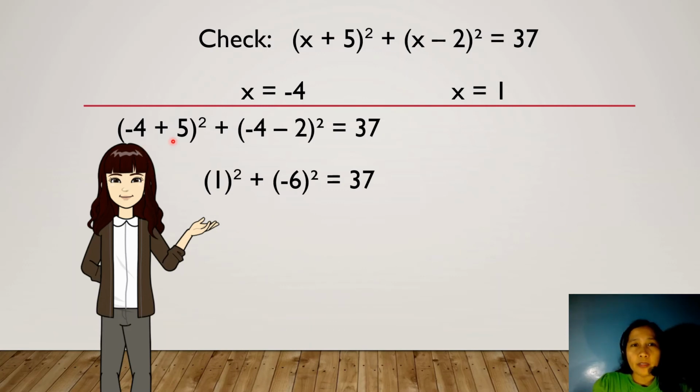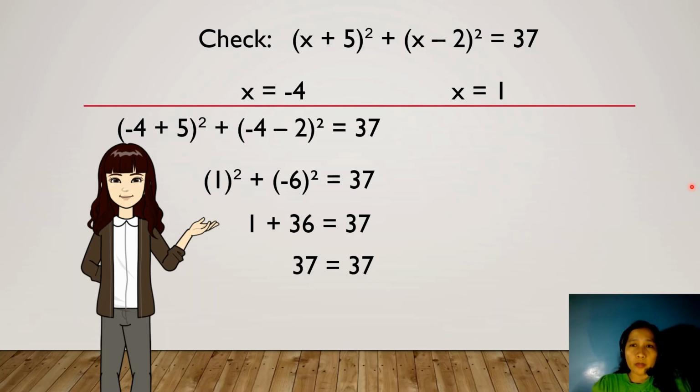So, negative 4 plus 5 is 1 squared, plus negative 4 minus 2 is negative 6 squared, is equal to 37. And then 1 times 1 is 1. Negative 6 times negative 6 is positive 36. And 1 plus 36 is equal to 37. So, they are equal. So, our answer is correct.